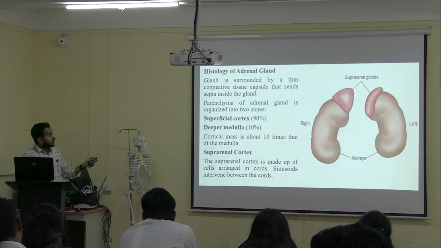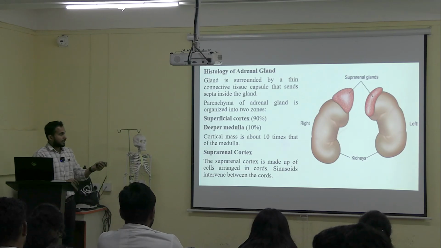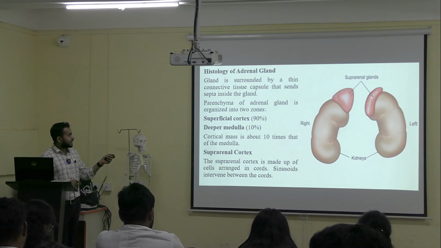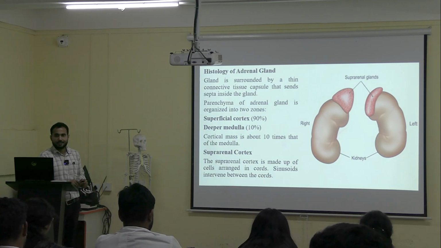Here also you can see the connective tissue capsule, which will send septa inside the gland. Next, the parenchyma of the gland is organized in 2 zones: the superficial cortex, 90%, and the deeper medulla, 10%. That means the majority of it is made up of cortex.